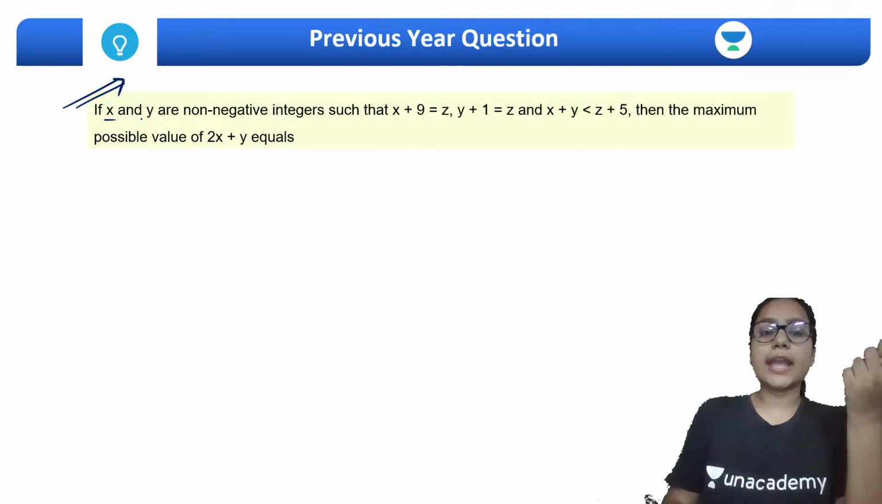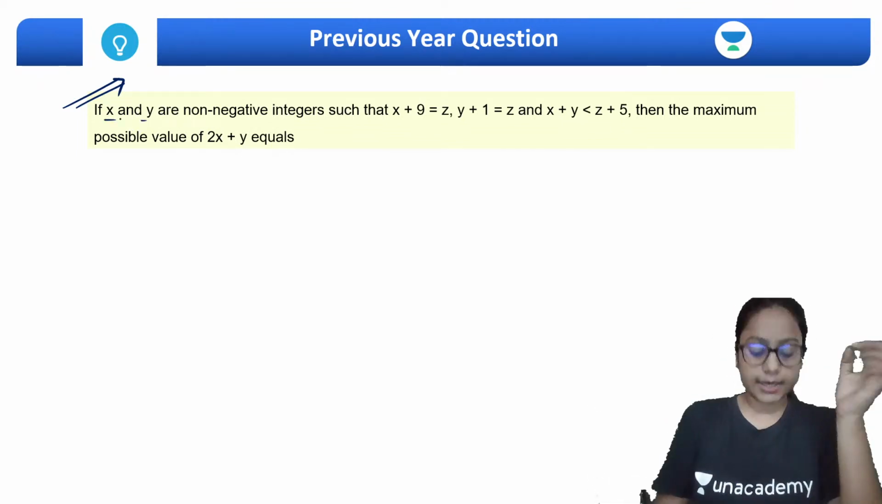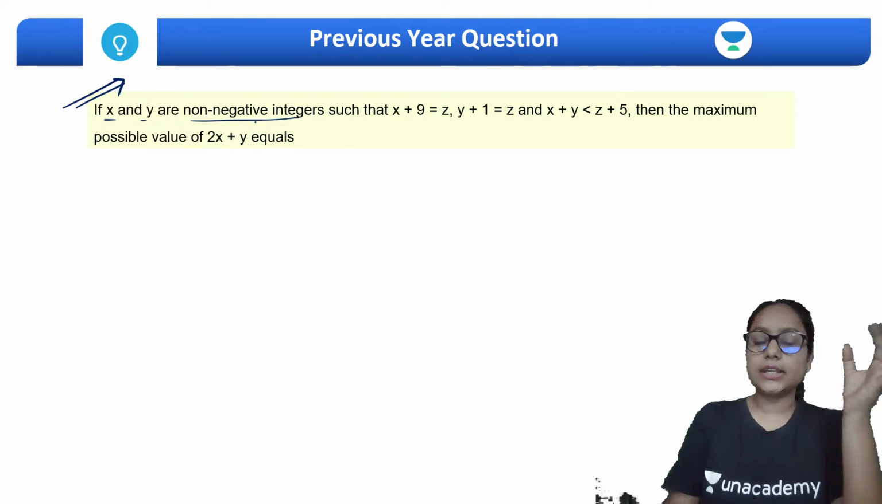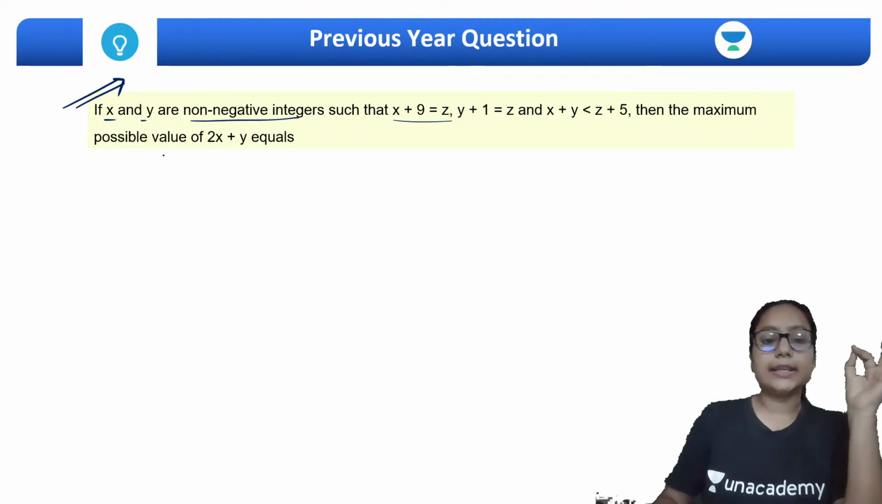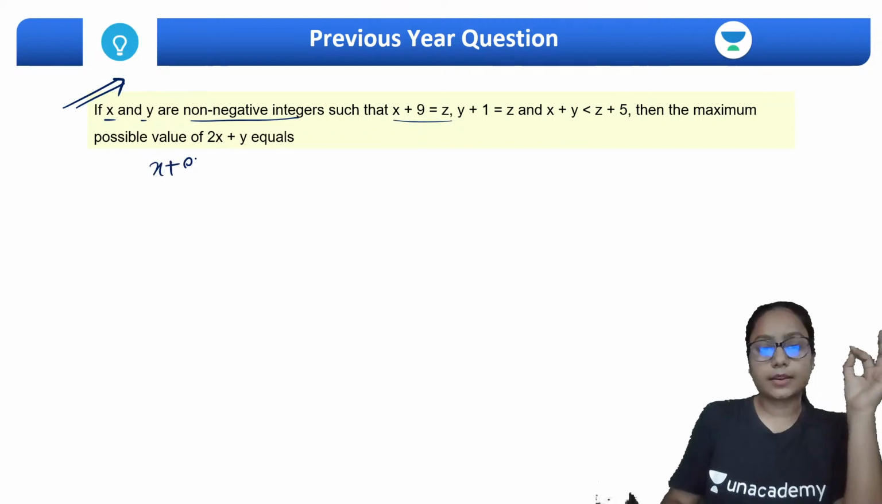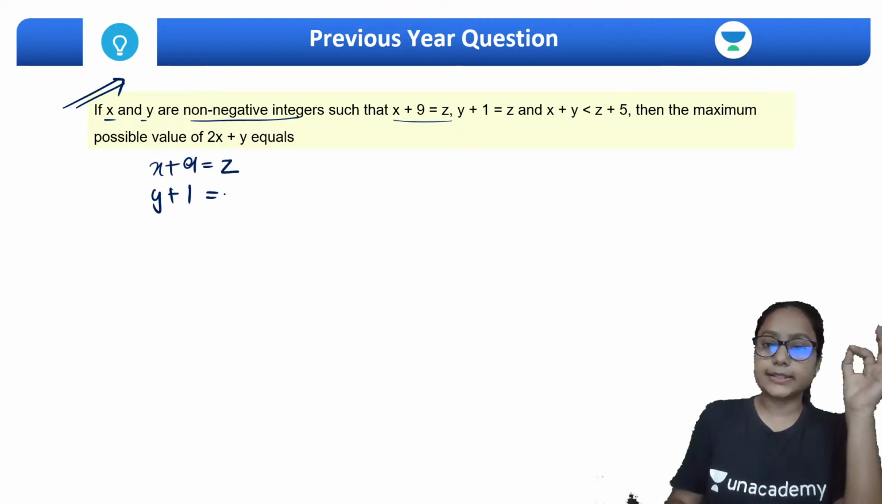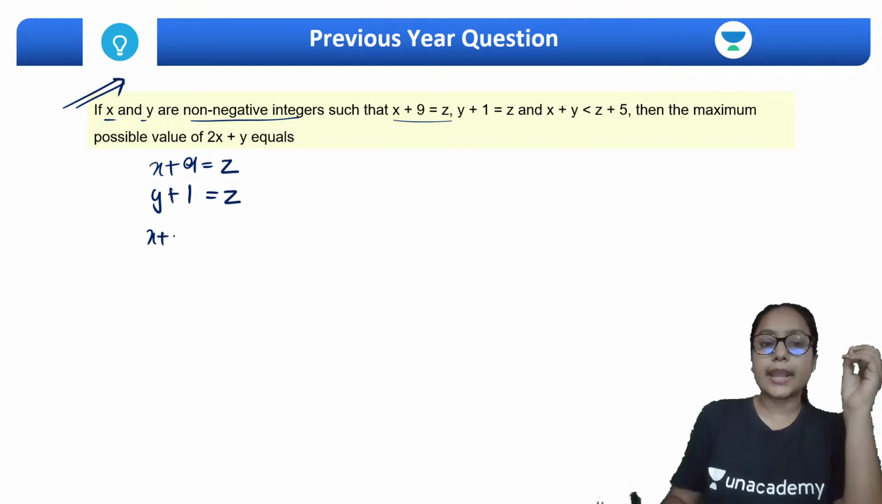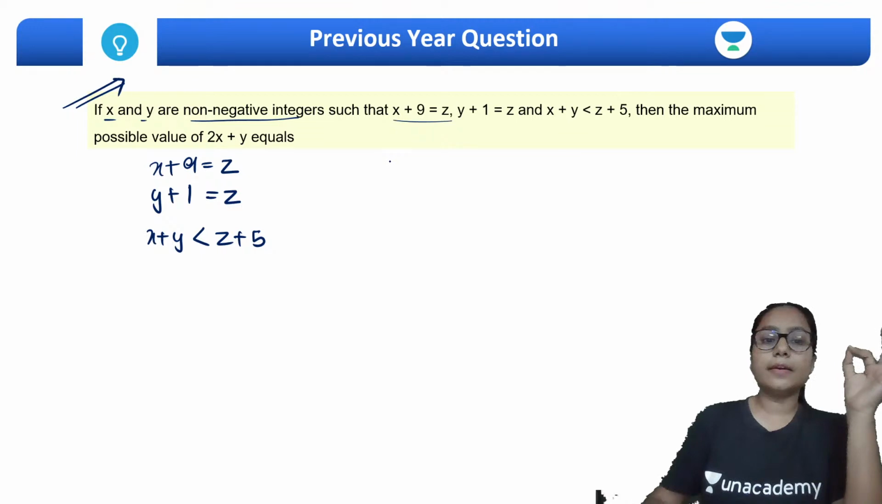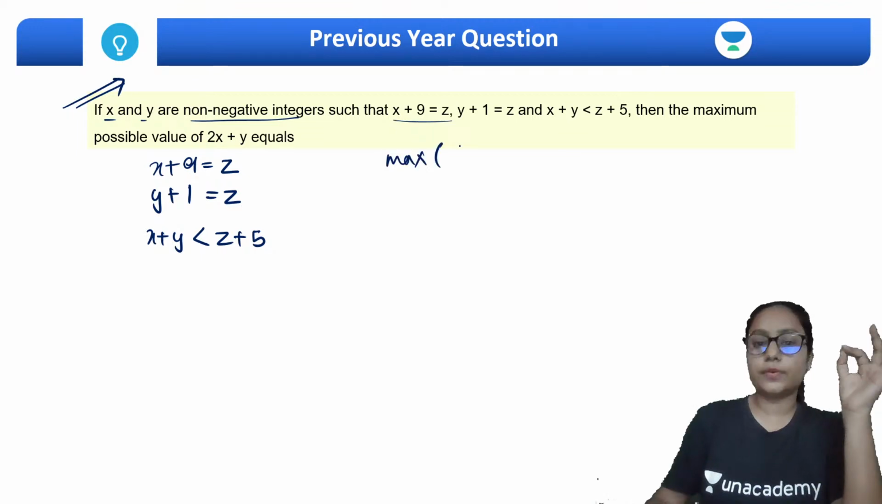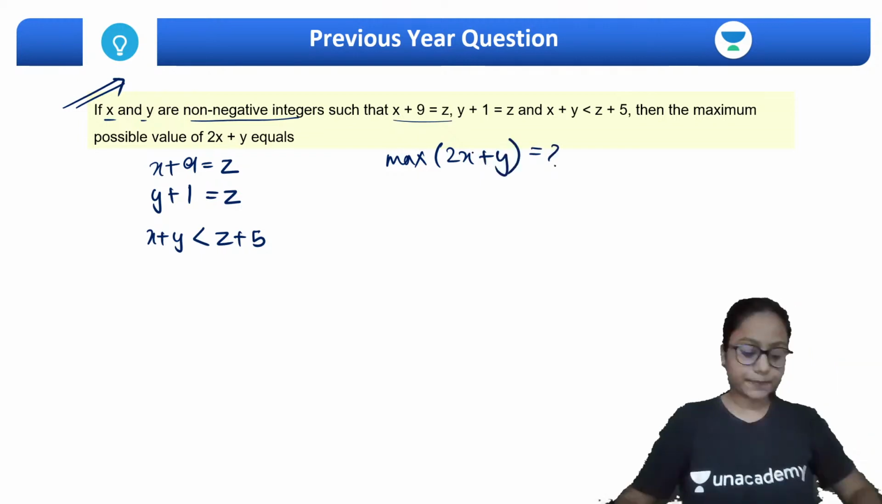So you have x and y are non-negative integers. Non-negative integers means they can be equal to 0, such that x plus 9 is z, and another equation is y plus 1 is z. And x plus y is less than z plus 5. Find the maximum value of 2x plus y. You need to find this. Please try, everyone.